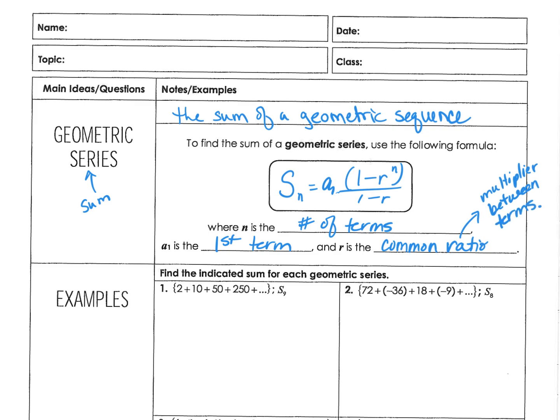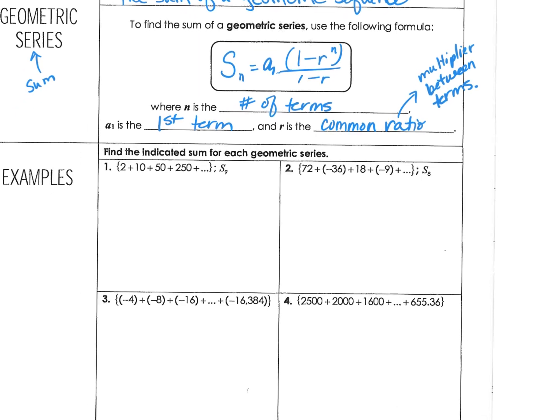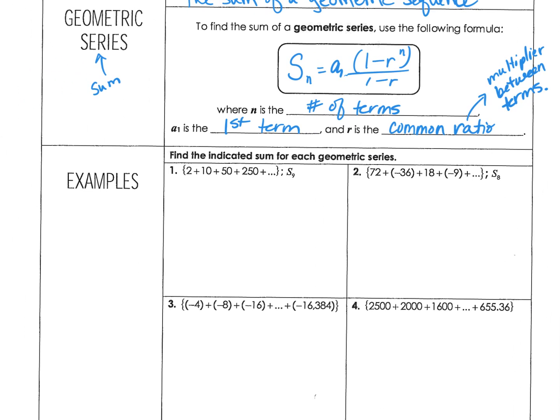Okay. To find r, there's an easy formula. You take the second term and divide it by the first term. Take one term and divide it by the term right before it, the previous term, okay? So if you notice, there are three things you need to know in this formula. You need to know a sub 1, you need to know r, and you need to know n.